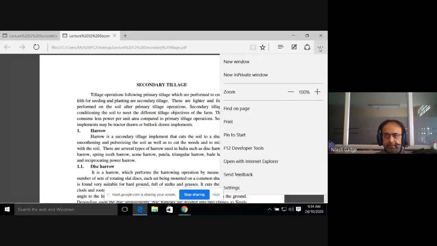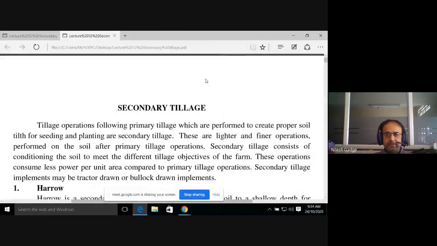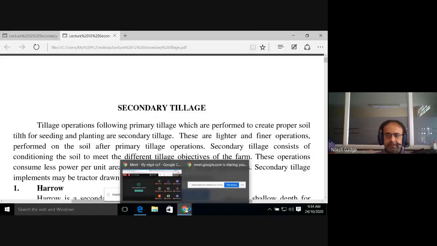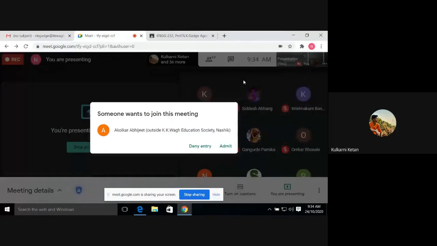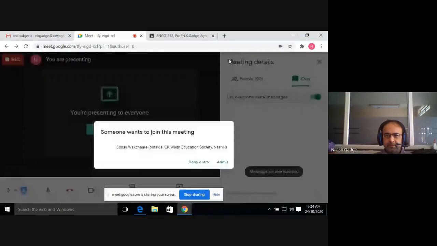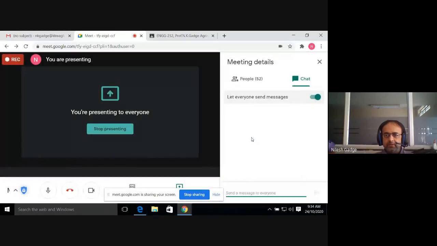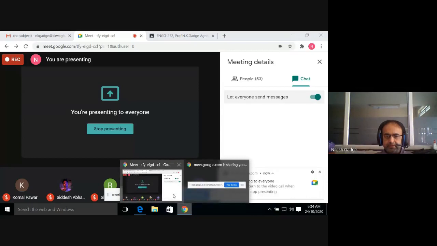Is the screen visible or not? Because PPT, I haven't, PPT is not there. Just I will explain you the PDF file of secondary tillage. Is the screen visible of secondary tillage? You can put. Yes, sir. Okay. So we will start with this. Some students are still joining, so we'll wait for 2 3 minutes and then see.